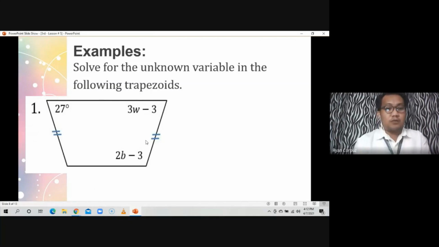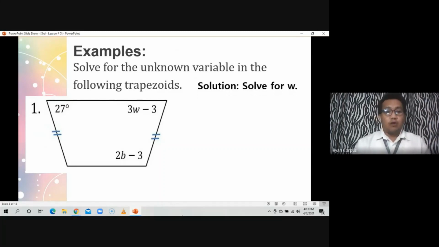It's because, as you can see here, the non-parallel sides are congruent in measure. So what you're going to do is to solve for the unknown variable. Ano ba yung variable na meron tayo dyan? The variable B and the variable W. So any of the two, pwede nating unahin in solving. So we can find W first and then B. So anong uunahin natin? Let's try to solve for W first. So ito ang hinahanap natin. Given lang yung exact measure of this angle, which is 27 degrees.